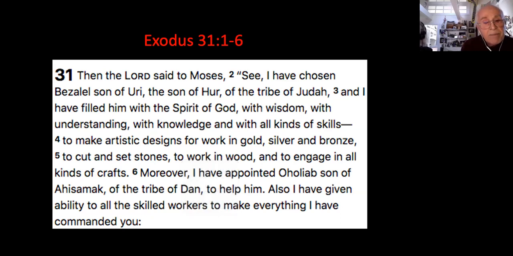Now I'll read this. Then the Lord said to Moses, See, I have chosen Bezalel, son of Uri and son of Ur of the tribe of Judah, and I have filled him with the Spirit of God, with wisdom, with understanding and knowledge, with all kinds of skills, to make artistic designs, to work in gold, silver, and bronze, to cut and set stones, to work in wood, and to engage in all kinds of crafts. Moreover, I have appointed Oholiab, son of Ahisamach, of the tribe of Dan, to help him. Also, I have given ability to all skilled workers to make everything I have commanded you. So this is interesting in that it's the first time we see mention of designers and of craftsmen.